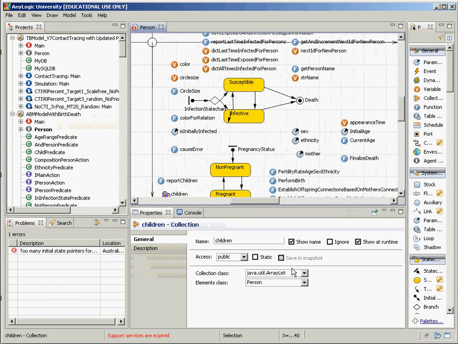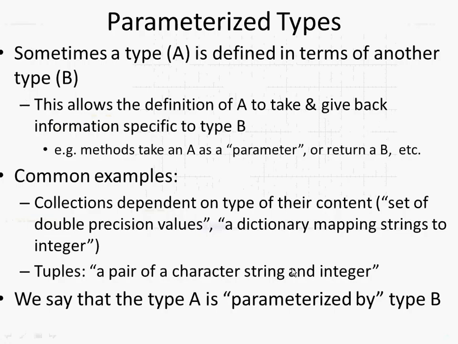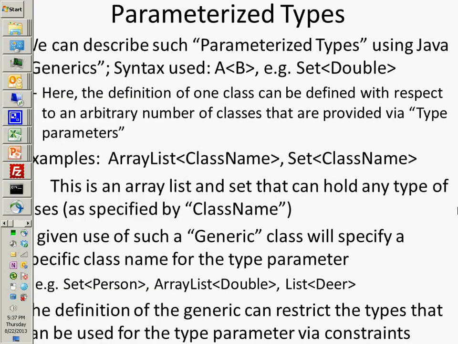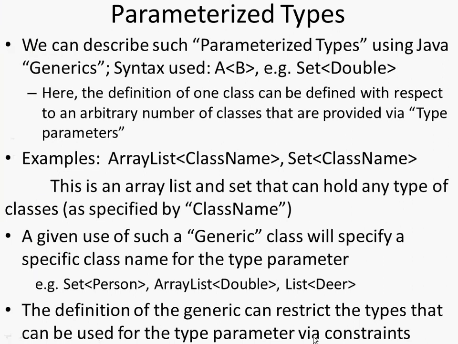This is what's inside of it, and that's what's called a parameterized type. So it's an array list of something, and a fair number of things in Java are like that. So an array list of double would mean it's keeping track of doubles, or a list of deer, or a set of persons. These are all things you can build in Java.